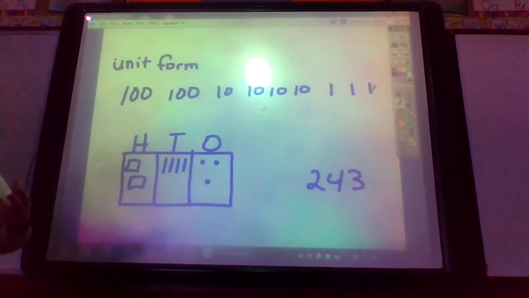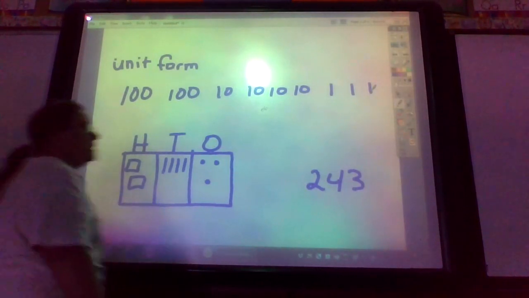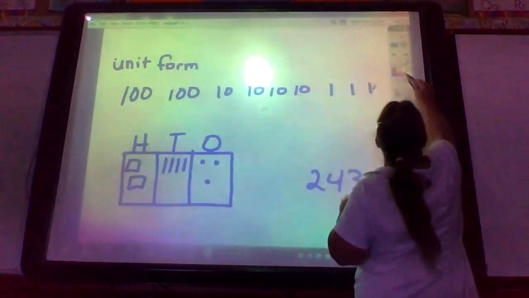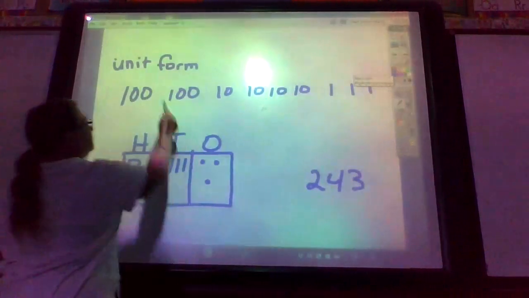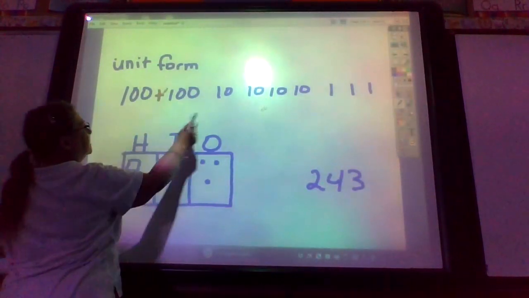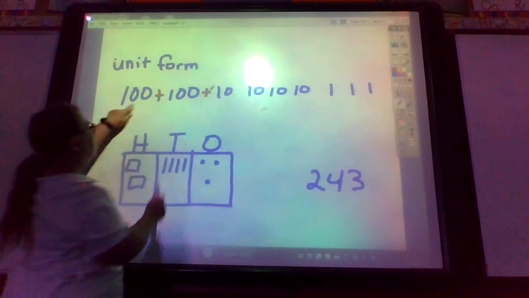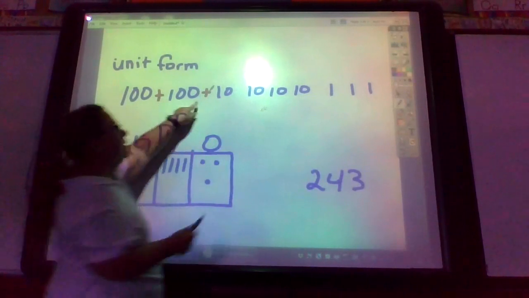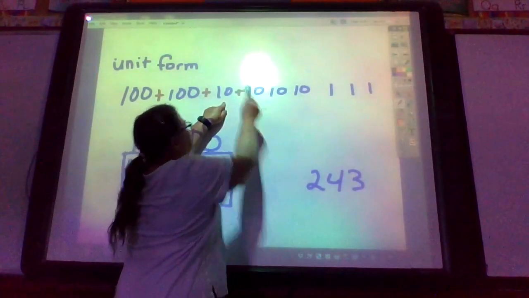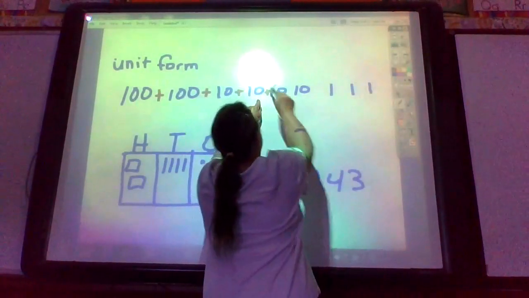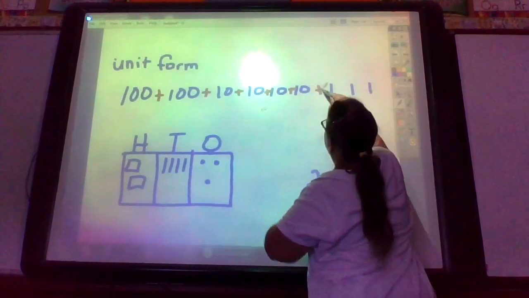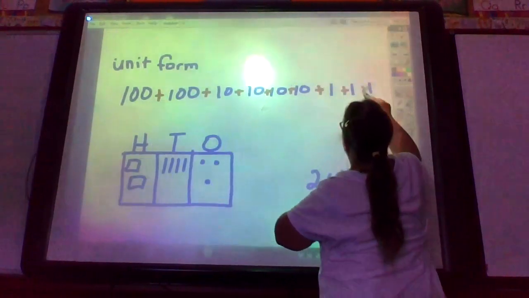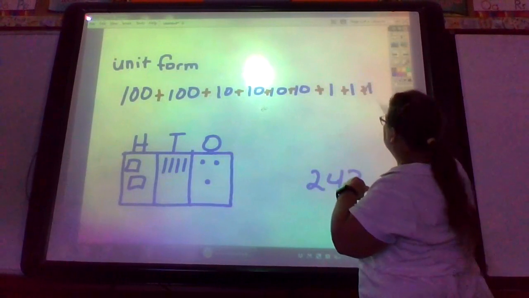So why not write it in an addition problem? I'm going to change my color, and hopefully you guys will be able to see this at home. So I'm going to add plus signs. 100 plus 100 plus 10 plus 10 plus 10 plus 10 plus 1 plus 1 plus 1. Because that's really what I'm doing.